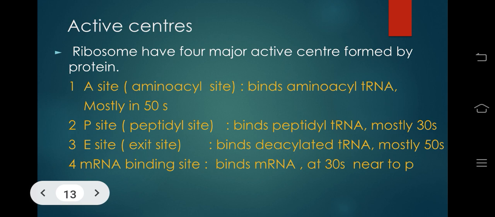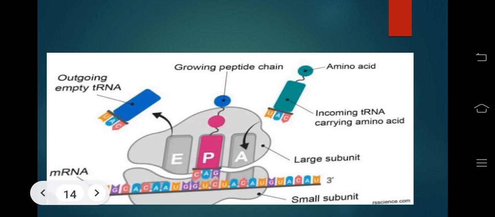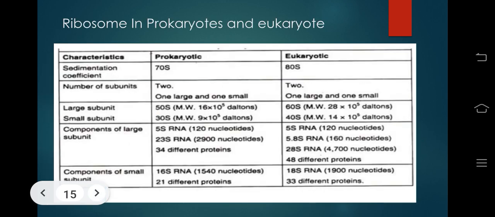A site, amino-acyl site; P site, peptidyl site; and E site, exit site, binds deacylated tRNA, mostly 50S. The mRNA binding site binds mRNA at 30S near to P. And outgoing empty tRNAs, the growing peptide chain, amino acid, incoming tRNA carrying amino acid, large subunit, mRNA, small subunit, etc. are there.